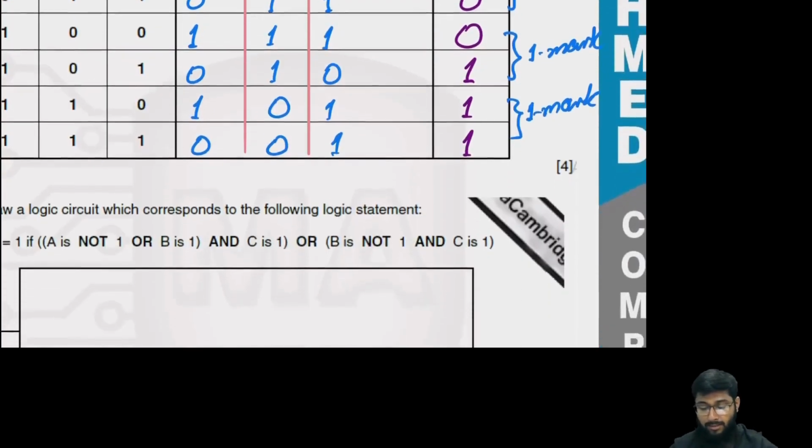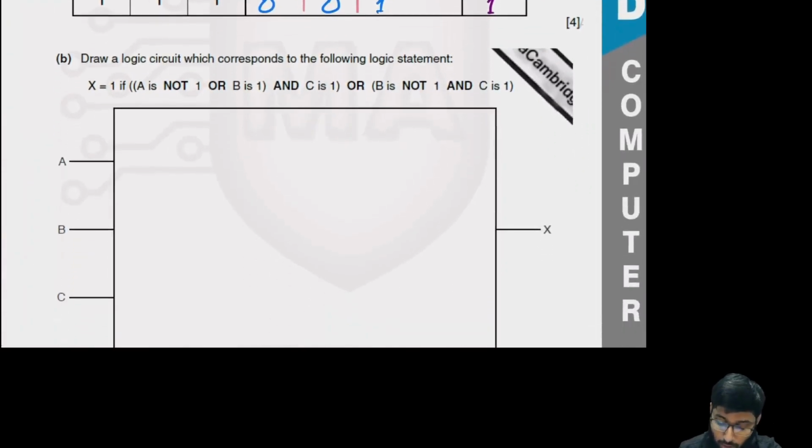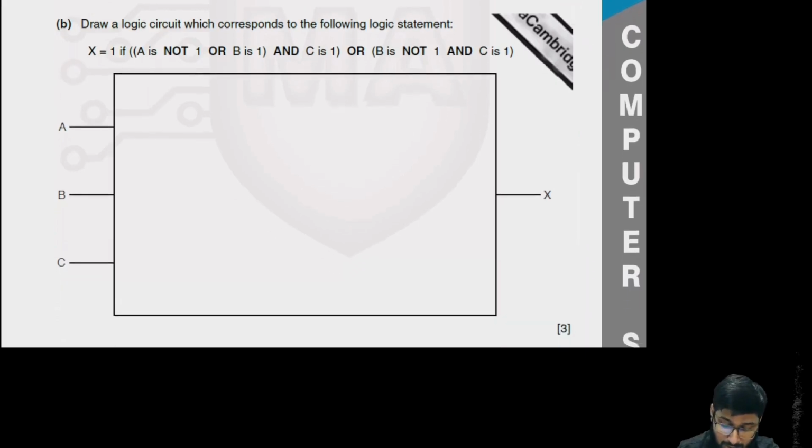Now we are coming to the next question. What does the next question say? Okay, it says draw logic circuit. In the previous question I was given a circuit and needed to complete the truth table out of it. Now I need to draw the logic circuit. So how am I going to do that? Draw a logic circuit which corresponds to the following logic statements.